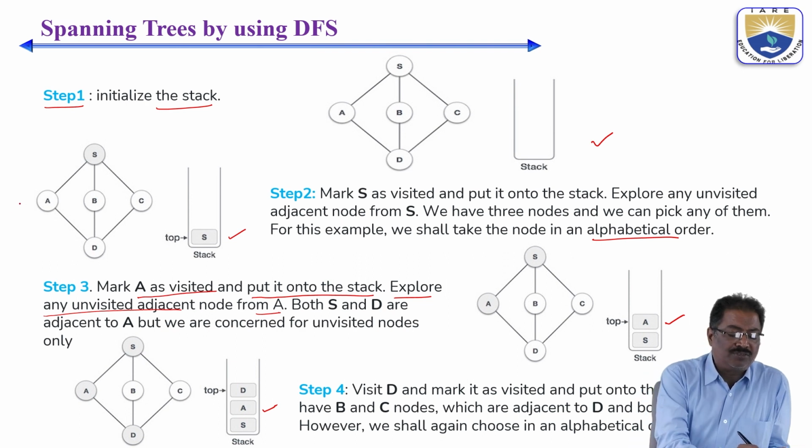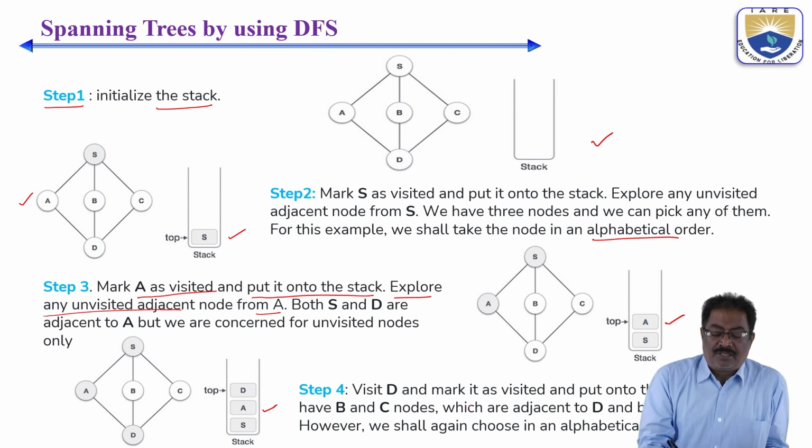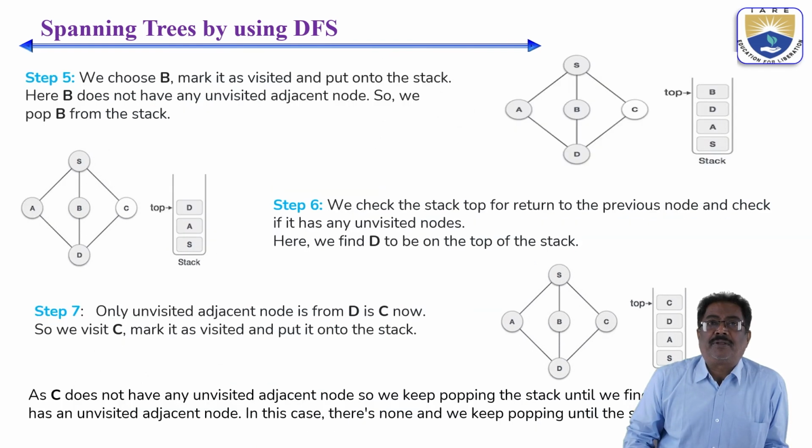Once we select it and push it into the stack, the top of the stack is A. Then in the next step, we verify which adjacent vertices of A are not visited. So from A, the vertex D is adjacent, then we can push it into the stack. Then we just keep it here.